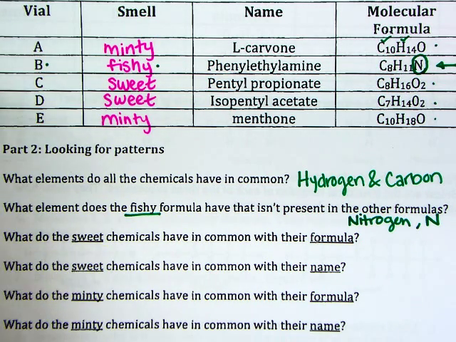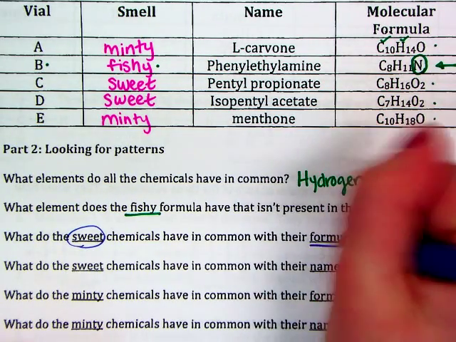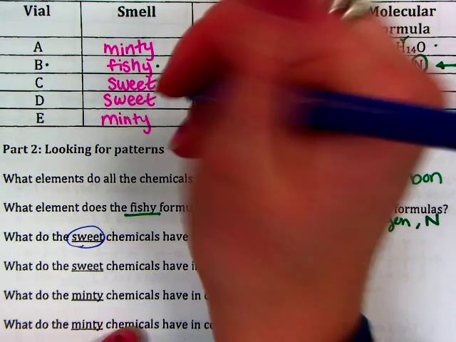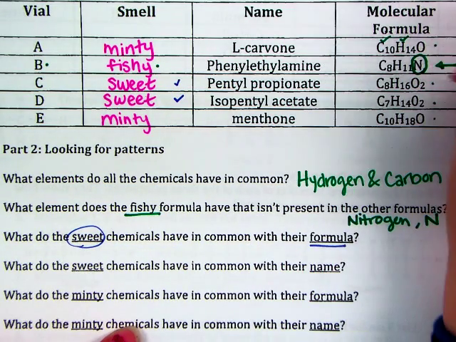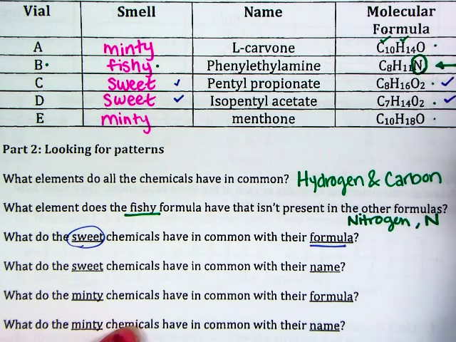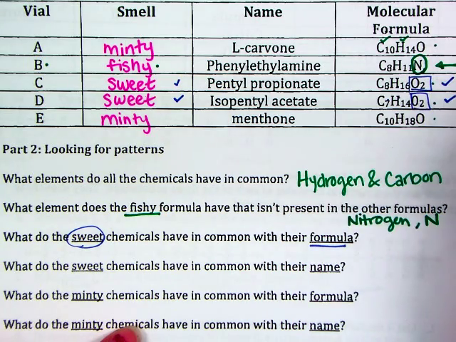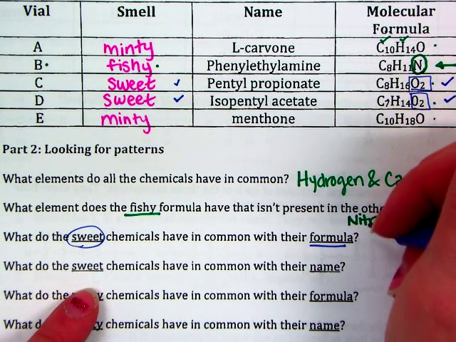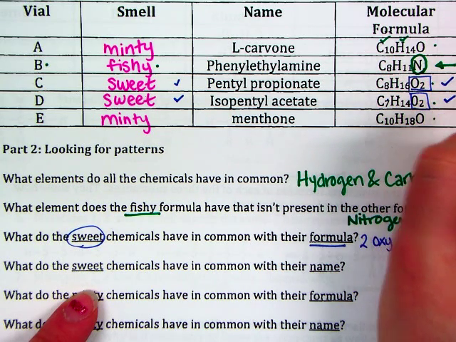Next question asks, what do the sweet chemicals have in common with their formulas? Looking at the two sweet chemicals, C and D, looking at their formulas, what do they have in common? Well, they have a different number of carbons, and they have a different number of hydrogens, but they both have 2 oxygens. So sweet chemicals have in common with their formulas that they have 2 oxygens in their formula.